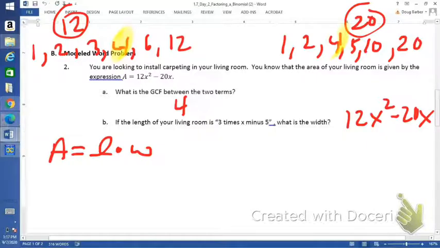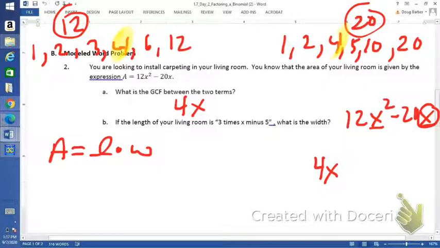We know that the greatest common factor is 4. Well, we're missing something. So the greatest common factor is actually going to be 4x, because I forgot to pull out the x. So notice we have an x squared and an x. So what's the smallest number of x's? That x right there. So the greatest common factor between the two terms is 4x. So make sure you add that in.